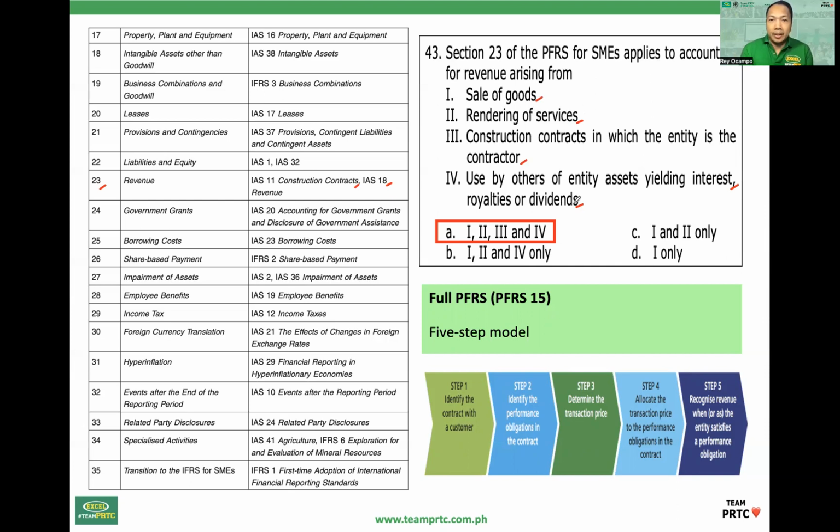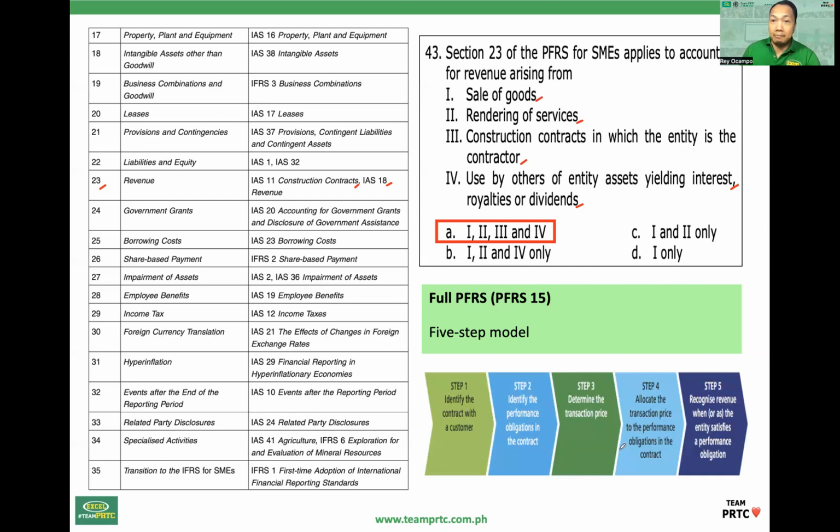So again, yung IAS 18, rules-based pa yan. Yung revenue recognition depends on the transaction. Itong 5-step model, it doesn't matter whether yan ba ay sale of goods, rendering of services, or construction contracts. Same principle applies. So ito nga yung 5-step model.